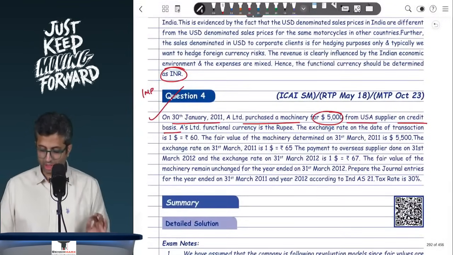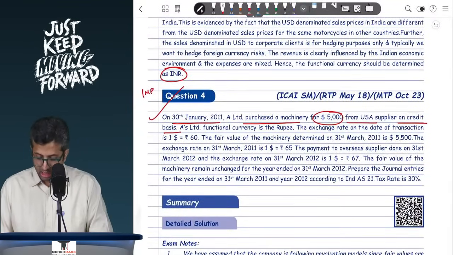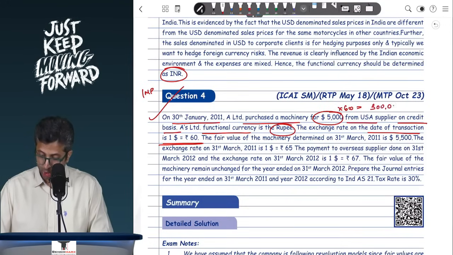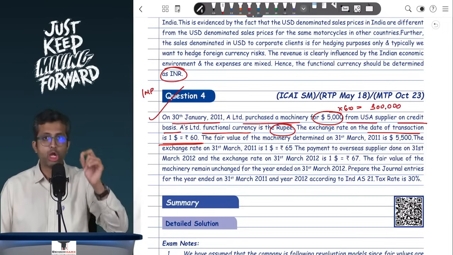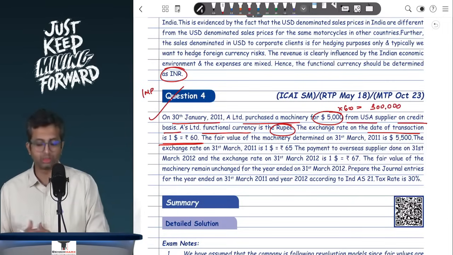So machinery account debit to payables, and the functional currency is the rupee. So you will have to convert this into rupees. The exchange rate on the date of the transaction is rupees 60 per dollar. So 5,000 into rupees 60 will come to around 3 lakhs. So your entry will be on 30th of January 11: machinery account debit to payables at 3 lakhs.